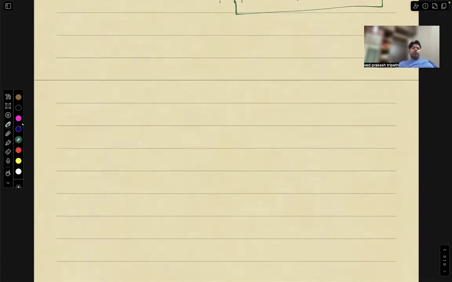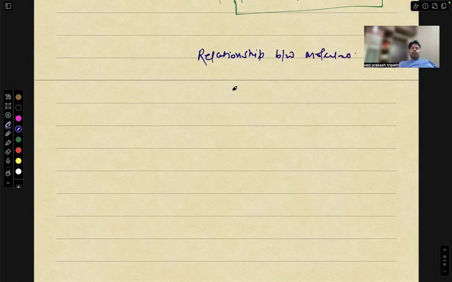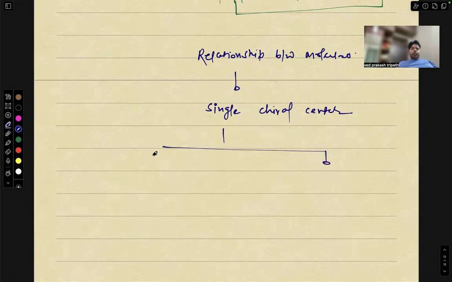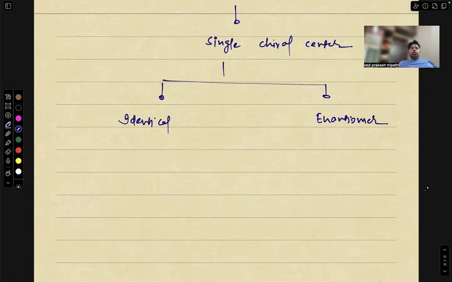Now we are going to talk about the relationship between the molecules. This is a very, very important topic. Relationship between molecules or compounds. So first case, I am going to discuss a single chiral center. Whenever we have a single chiral center, we have two kinds of relationship. One is identical. The second one is enantiomer.